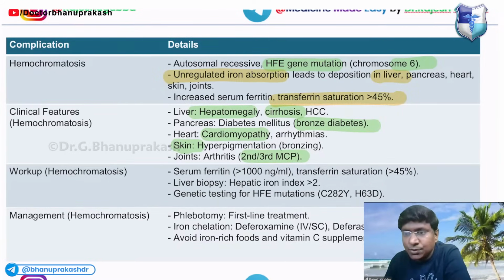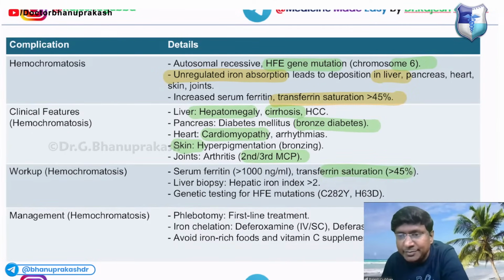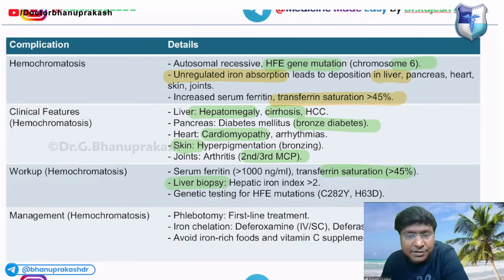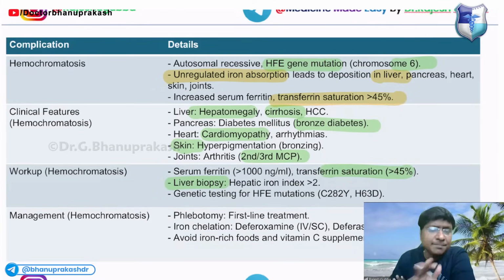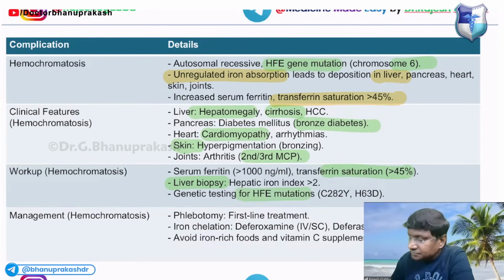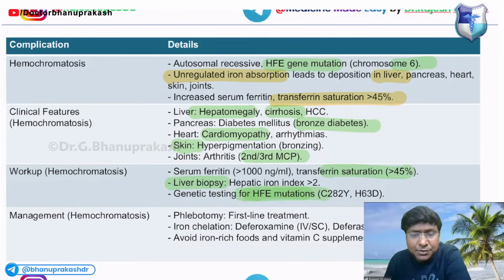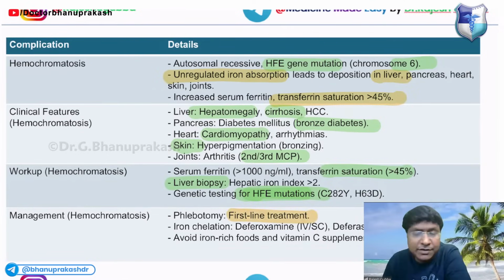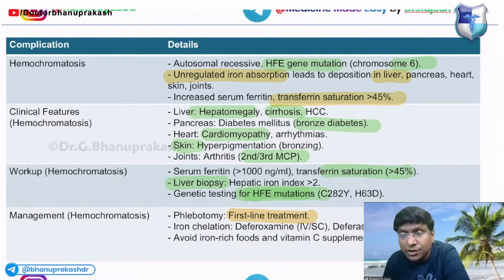And I told you, the first line investigation is what? That is the transferrin saturation, which will be more than 45%. And the investigation of choice will be liver biopsy. Liver biopsy will show you that the hepatic iron index is more than 2. And how will you confirm the diagnosis? That is by genetic testing, where you will have the HFE mutation, right? And the first line treatment will be what? Phlebotomy. By doing phlebotomy, you will be taking out the excess iron. But if there is anemia, you cannot do phlebotomy. Whenever there is anemia, then what is it that you need to do?